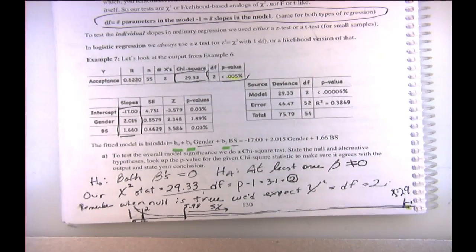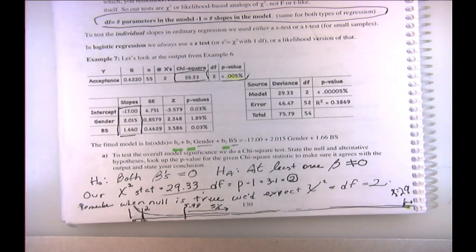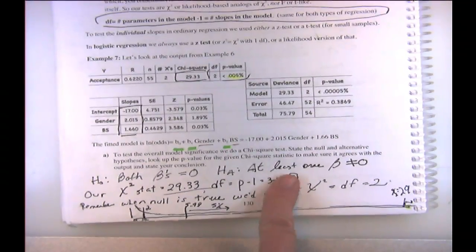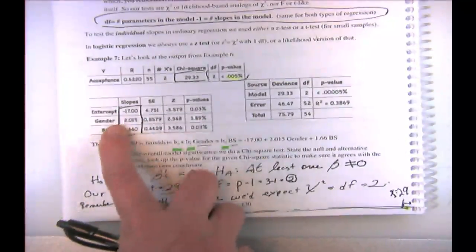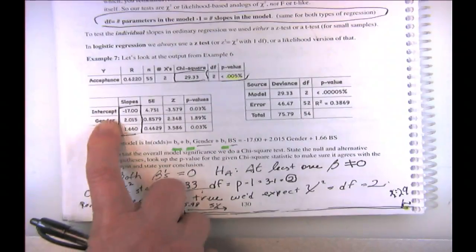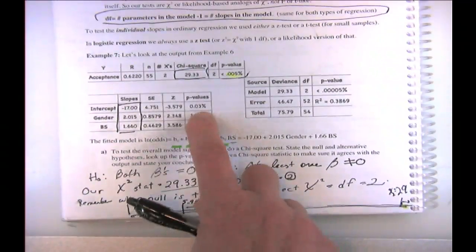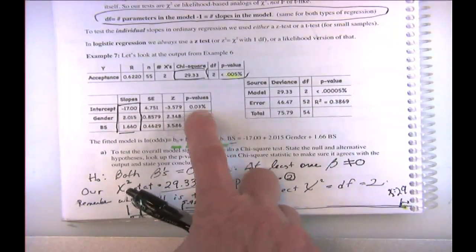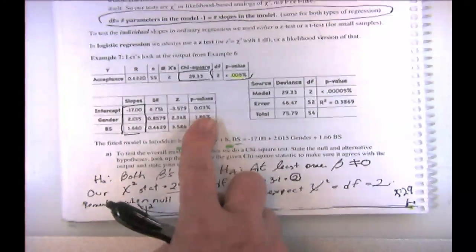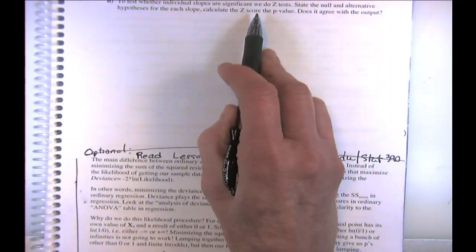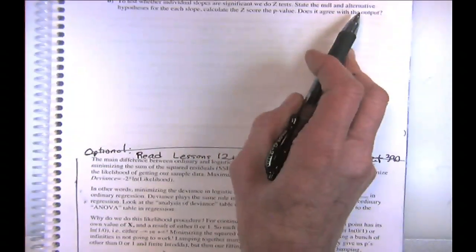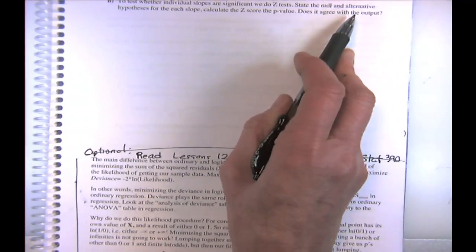So what's our conclusion? We're going to go with the alternative, that at least one of these two slopes is not equal to 0. And then when we look here, we test the individual ones. Once we see this, they both turn out to be significant. Well, let's say we didn't know that. To test whether the individual slopes are significant, we're going to do these z-tests. Let's state the null and alternative hypotheses and see if they agree with the printout we just looked at.